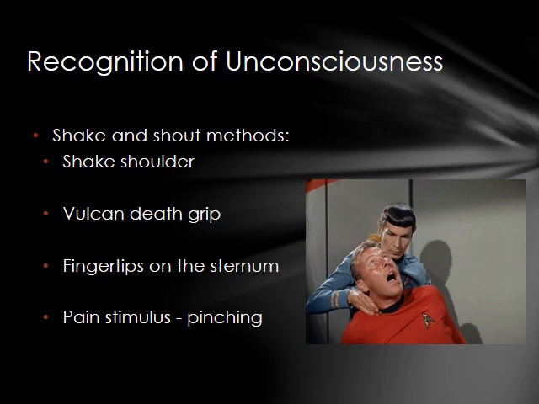So in order to recognize if a patient is unconscious, we're going to use the shake and shout method. So we're going to shake their shoulder vigorously, not enough to harm them, but enough to hopefully wake them up. We use something called the Vulcan death grip, which is illustrated by Spock in the Star Trek picture to our right. And that is basically digging our fingers into their collarbone and behind their neck. And that action causes enough painful stimulation that most people who are not literally unconscious will wake up.